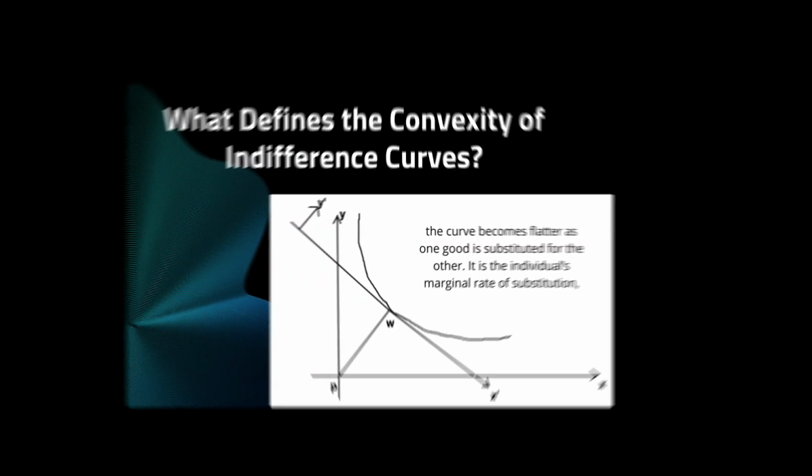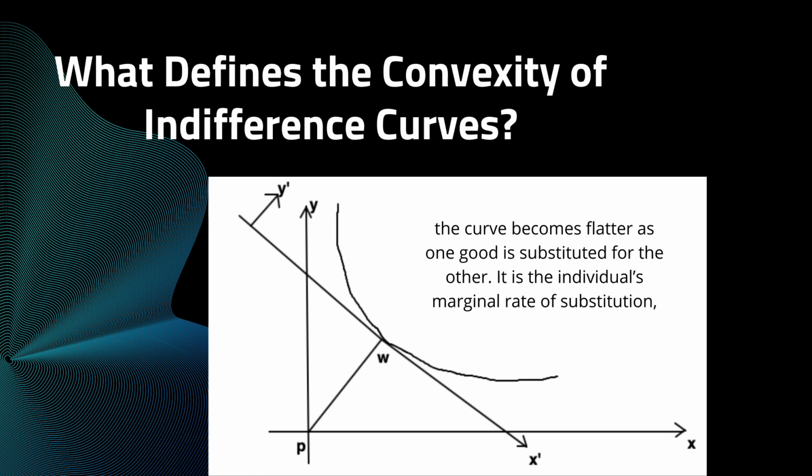And you may wonder what defines the convexity of indifference curves. As you go down an indifference curve, the curve becomes flatter as one good is substituted for the other. It is the individual's marginal rate of substitution, which is defined as: the more an individual consumes good A in proportion to good B, the less of good B the individual will substitute for another unit of good A.